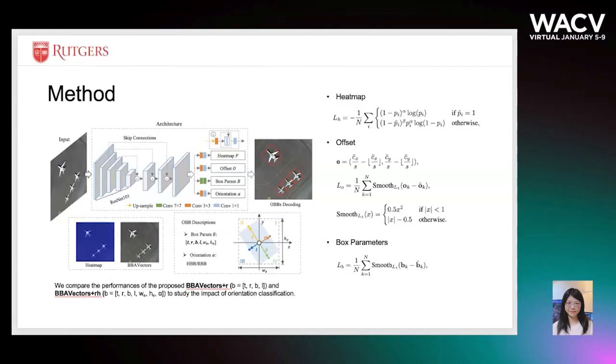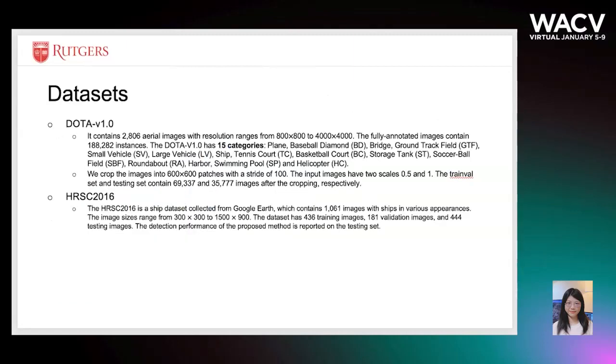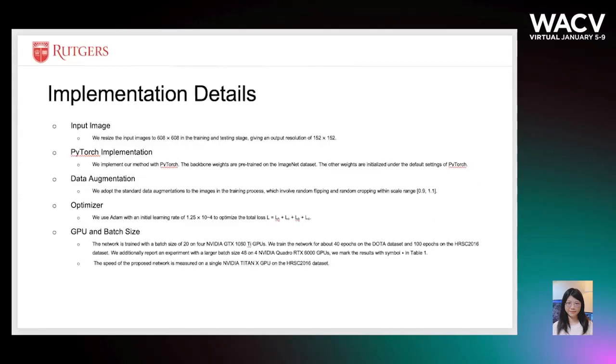We compare the performances of the proposed BBA vectors plus R and the BBA vectors plus RH to study the impact of orientation classification. We evaluate our methods on two datasets, DOTA and HRSC, where DOTA contains very large resolution images, so we have to split the images first and then merge the results together. We resize the input images to 608 times 608 in the training and testing stage, giving an output resolution of 152 times 152. We implement our method with PyTorch.